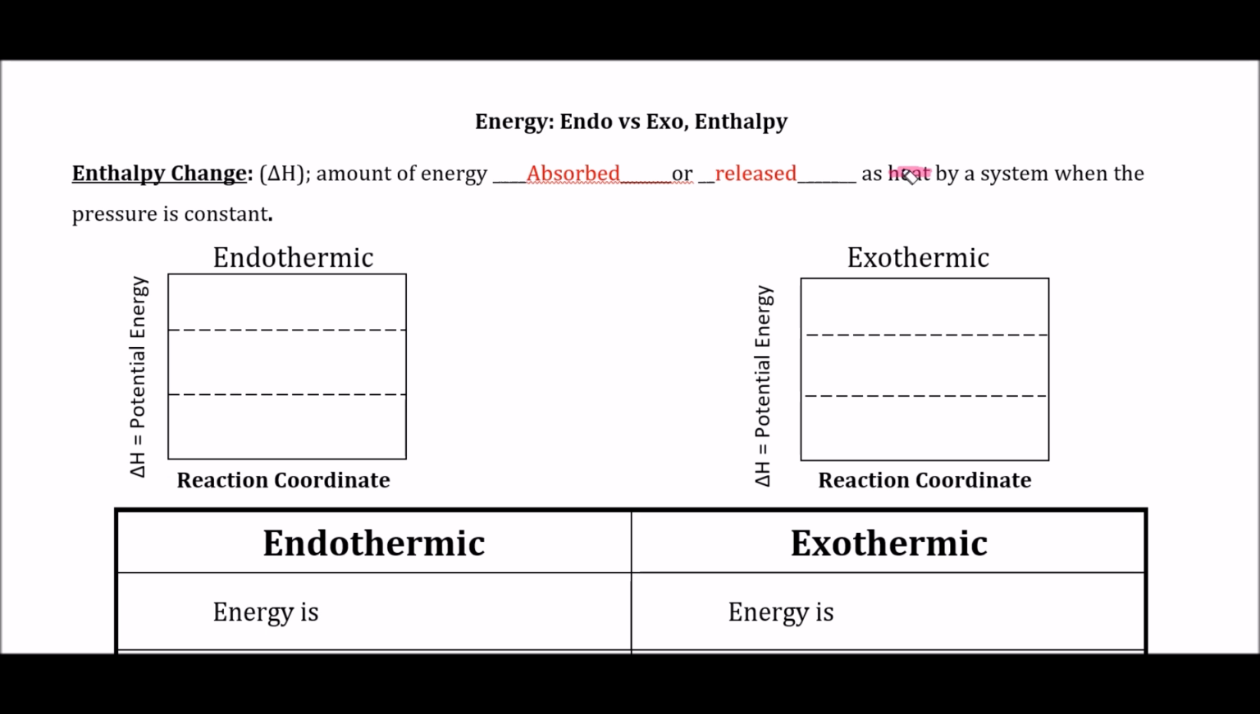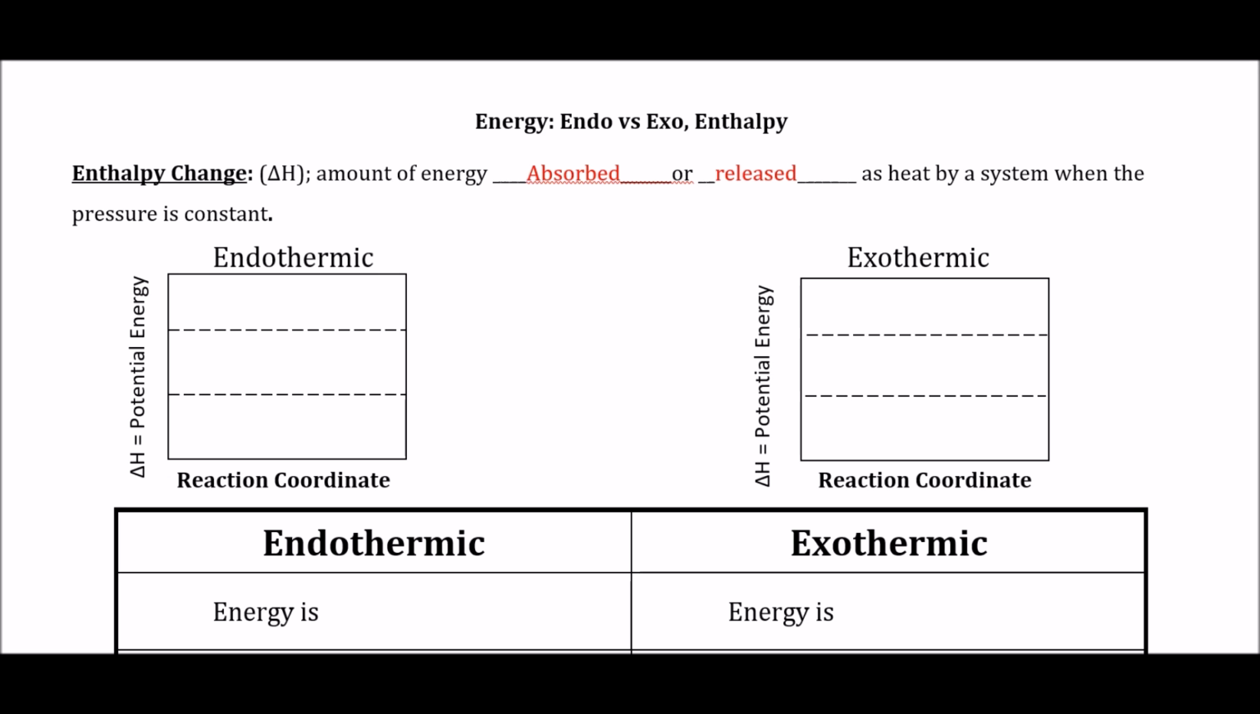It's the amount of heat that is given off or absorbed by a certain process. All right, so let's go ahead and talk about some examples of enthalpy change. And so let's consider an endothermic reaction. Now again, what does endothermic mean? It means that energy is being absorbed.